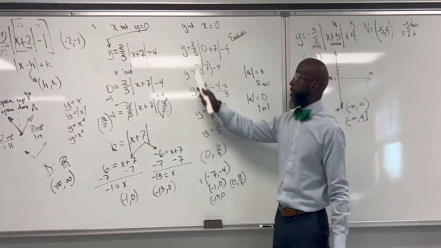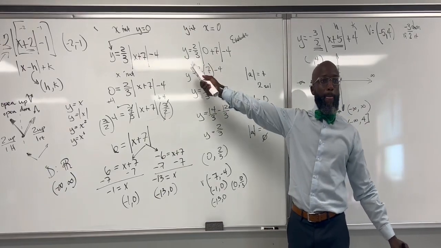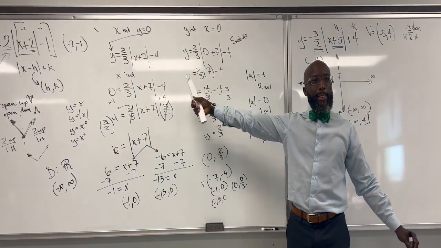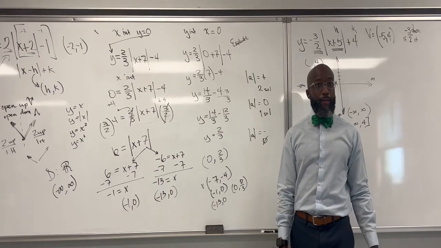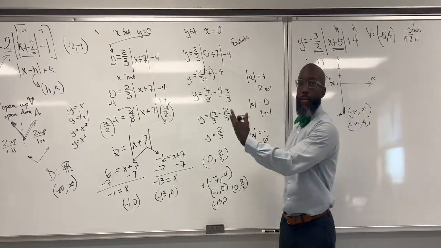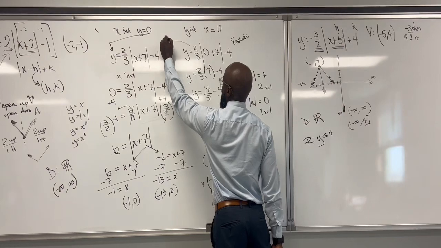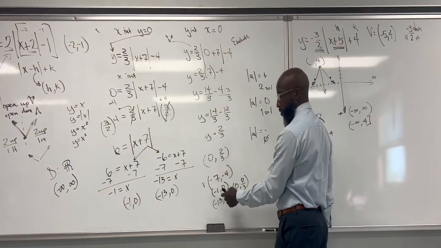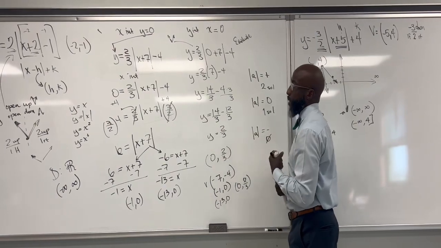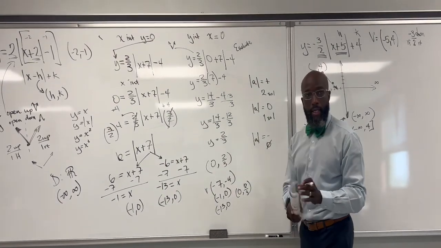All right, tell me this. Is it going to open up or down? Up. Open up, right? Why is it going to open up? It's positive. What's positive? The number is the slope. The number on the left side, right? So it's positive, it's going to open up. So you're going to start at negative 7, negative 4, and we're going to go up. All right? Everybody good so far?